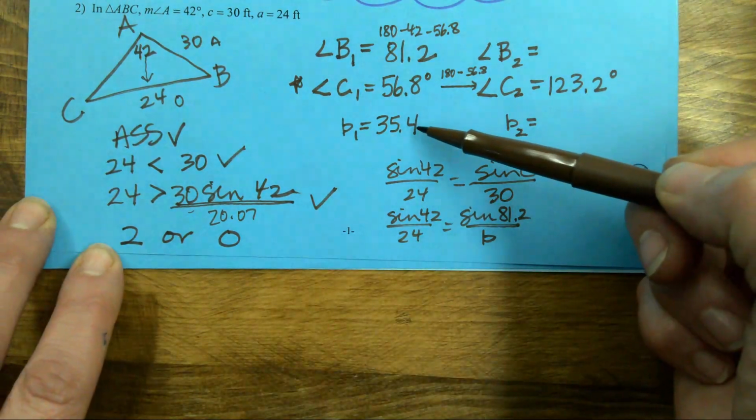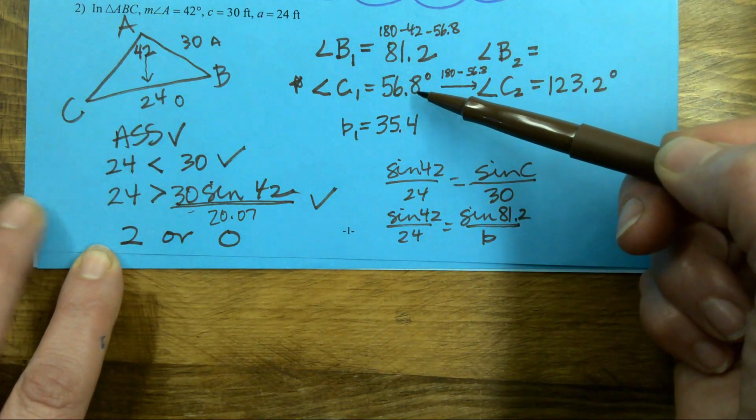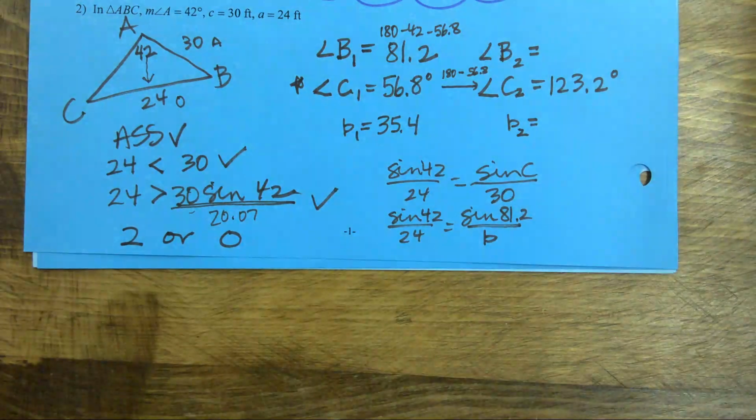If the first angle that we found was truly correct, an acute angle, that would make angle B end up being the biggest angle in the triangle at 81.2 degrees. Which means that it's going to be across from the biggest side, which is 35.4, and that looks pretty reasonable too. Biggest angle, biggest side, okay?